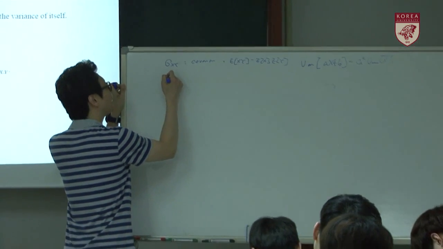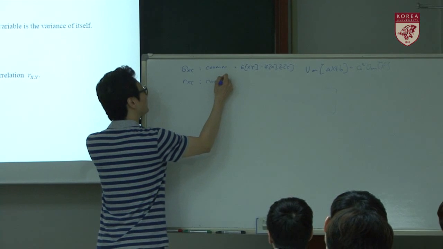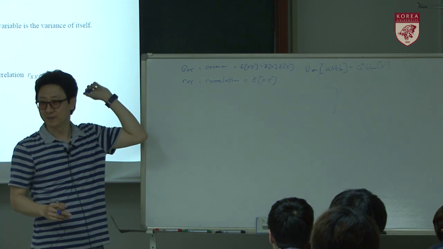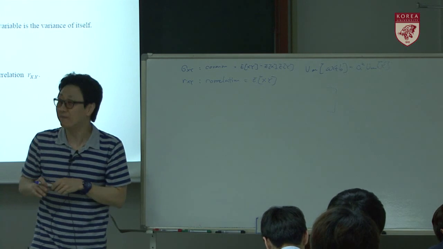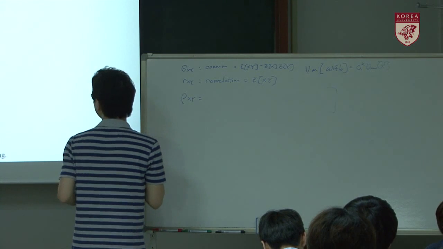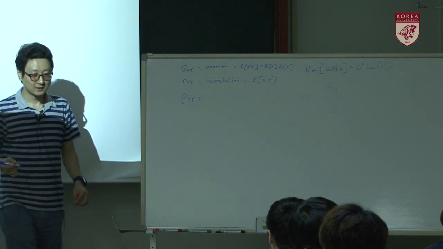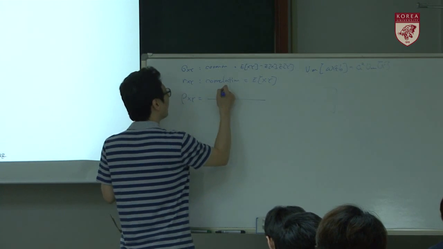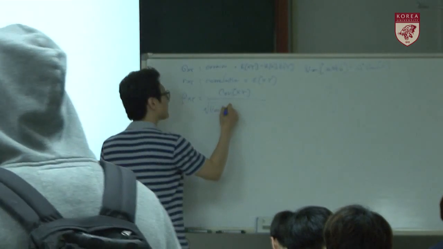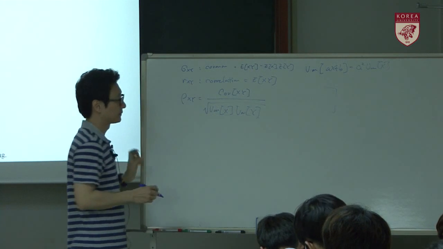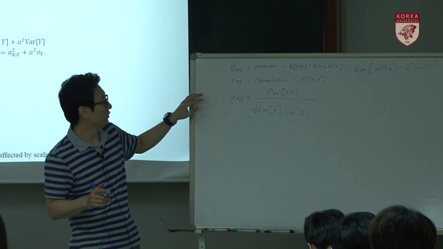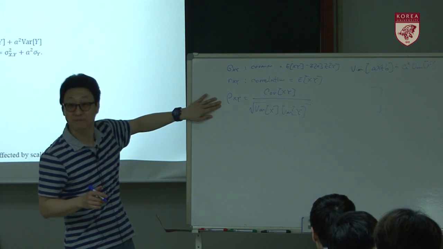And here is another thing, the correlation of x and y, which is the expectation of xy. Here we introduce a new term, the correlation coefficient. We often denote it with rho x y, which is defined in this way: the covariance of x and y divided by the square root of variance of x times variance of y. This is the definition of the correlation coefficient. So we have three terms: covariance, correlation, and correlation coefficient.